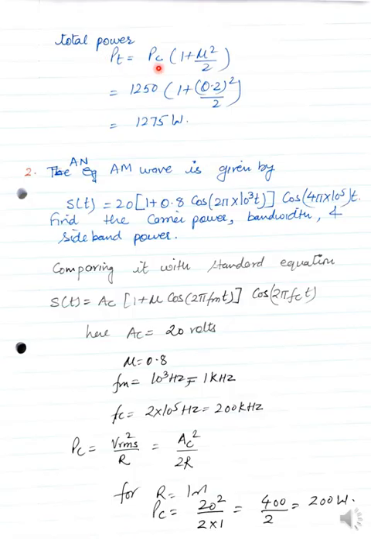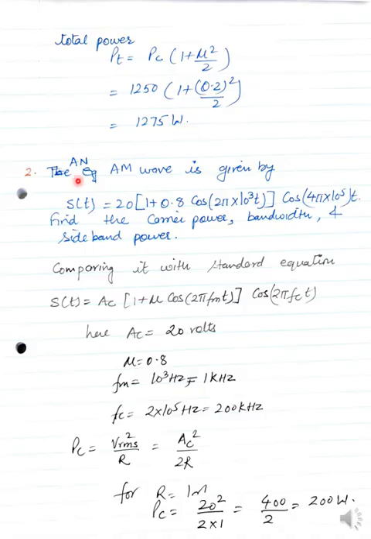Then total power equals PC into 1 plus mu square by 2. Or you can find the total power separately also: the power of the modulating signal, PM, which you can add to PC. But we know that this formula is PC into 1 plus mu square divided by 2. So putting all these values, it will be 1 plus 0.02 whole square divided by 2, so it will be 1275 watts.